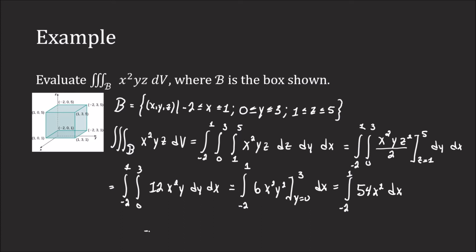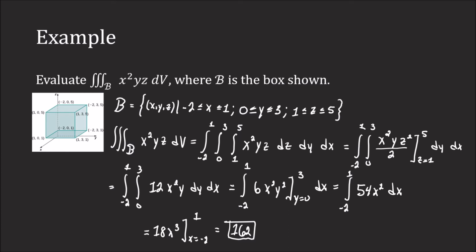So this will equal 54 over 3, which is 18, x cubed, x equals -2 to 1, and that will evaluate out to 162. So evaluating a triple iterated integral is exactly the same as evaluating a double iterated integral, except now there's an extra variable that we have to integrate with respect to.